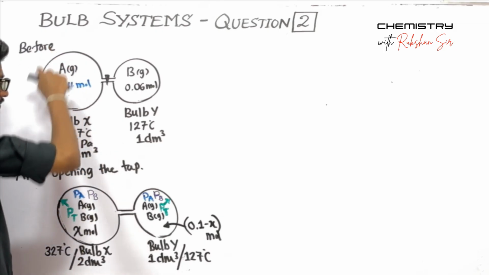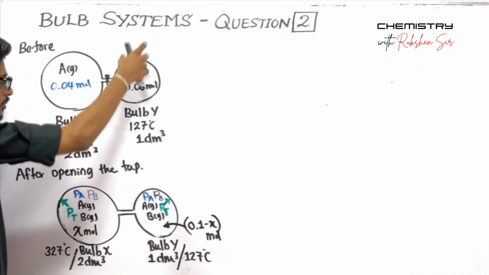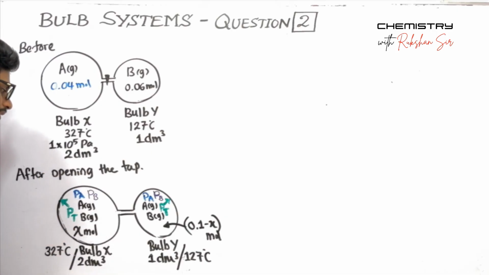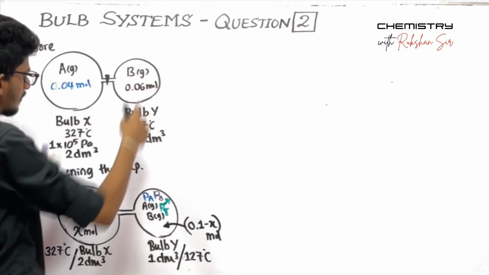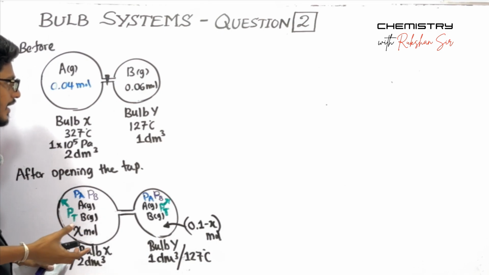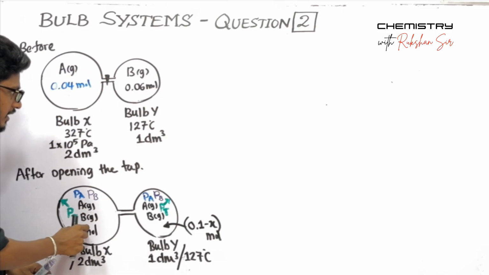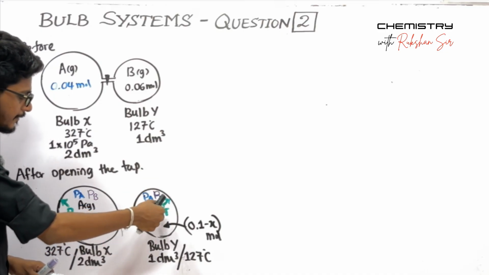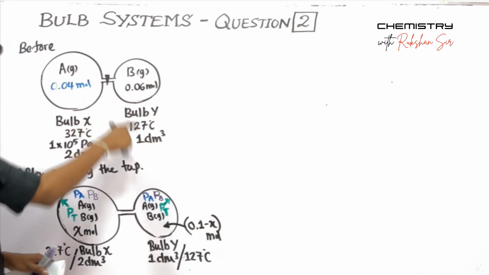Because this is a closed system, none of the gas molecules moved out from the two bulbs, and none were added to the total system. So the number of gas molecules at the beginning should be conserved at the end as well. If you have x moles here, this one should carry the total minus x moles. The total is 0.04 plus 0.06, that is 0.1.